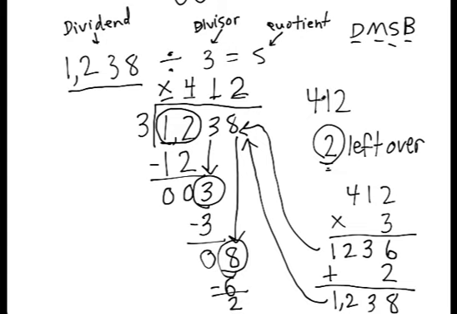So the quotient to this problem, 1,238 divided by 3, equals 412 with 2 left over, remainder 2. All right, so I'll go ahead and put that right here. S equals 412, remainder 2.